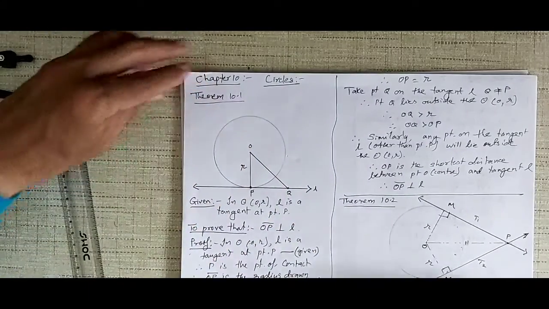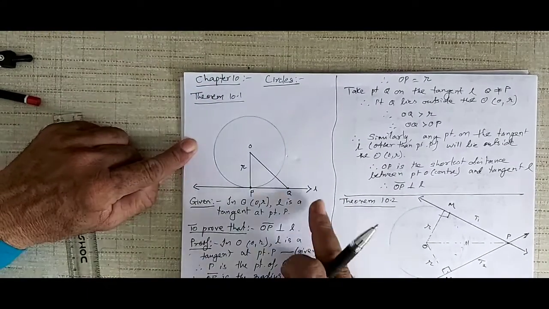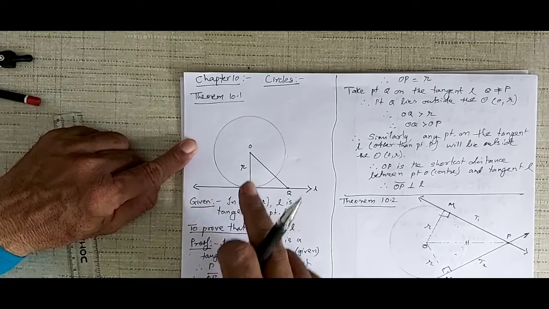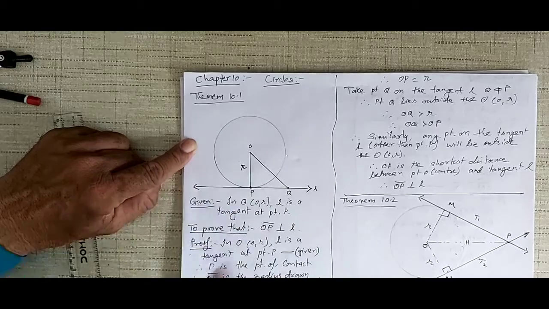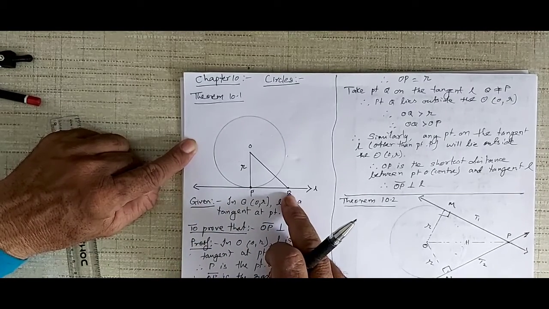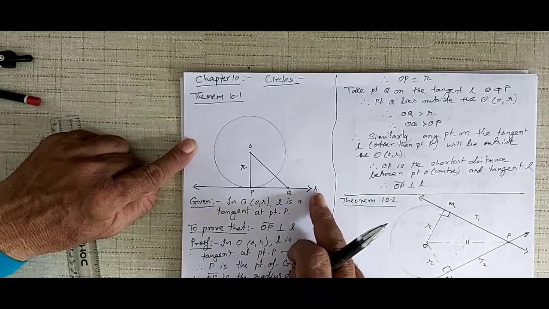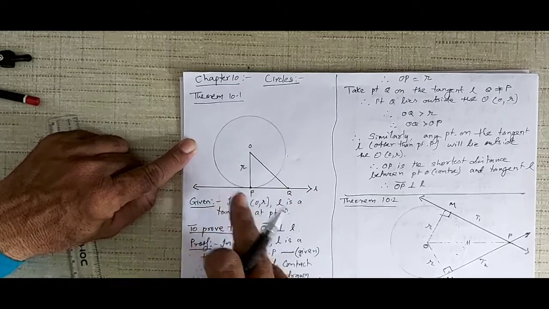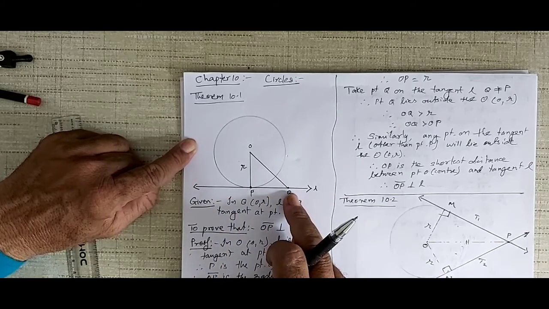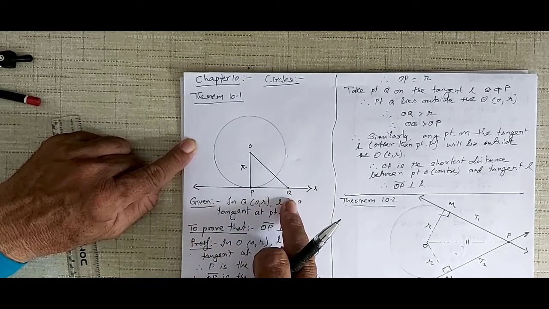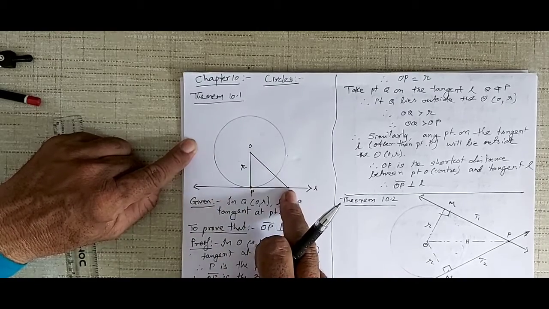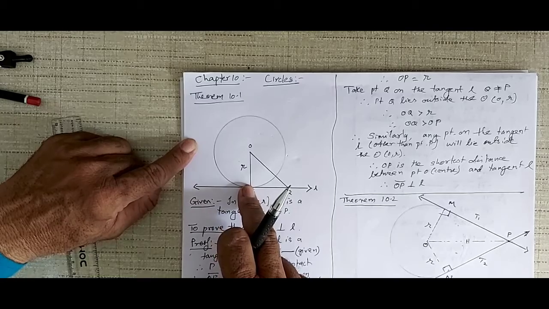Once again, theorem 10.1: if a tangent is given to a circle at point P, P is the point of contact, prove that the radius drawn through the point of contact is perpendicular to the tangent. For that, we take a point Q on the tangent. But this point Q cannot lie on the circle because there is only one point of contact by definition of a tangent. So Q lies outside. That means OQ will be greater than the radius, but OP is equal to the radius. Therefore, OQ is greater than OP.